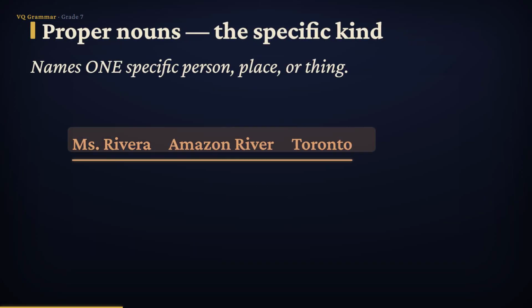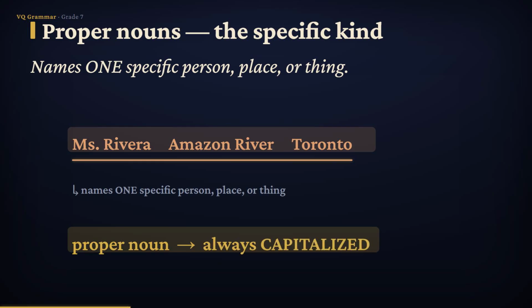Now the second type, the proper noun. A proper noun names one specific person, place, or thing, and it always begins with a capital letter. Instead of any teacher, we name one, Ms. Rivera. Instead of any river, we name the Amazon River. Instead of any city, we name Toronto. Notice how each one points to a single particular thing. And notice the capital letter standing proudly at the front. That capital letter is the signature of every proper noun.